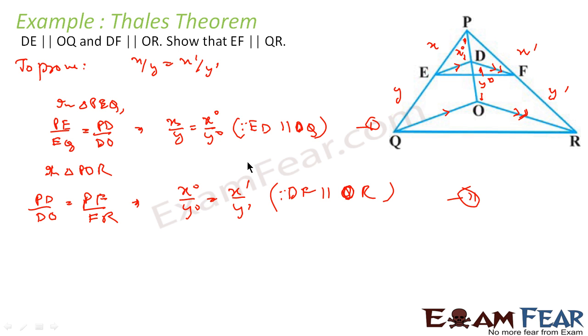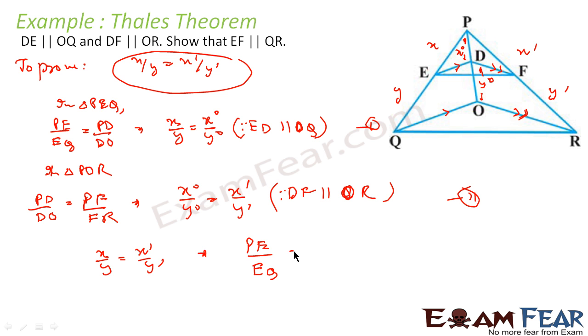If I observe these two equations, I can write that x by y is equal to, instead of x naught by y naught, x dash by y dash, and that is what I was supposed to do. So if this is true, that means PE by EQ, that is x by y, is equal to PF by FR. If that is true, then in triangle PQR, we can say that EF is parallel to QR.